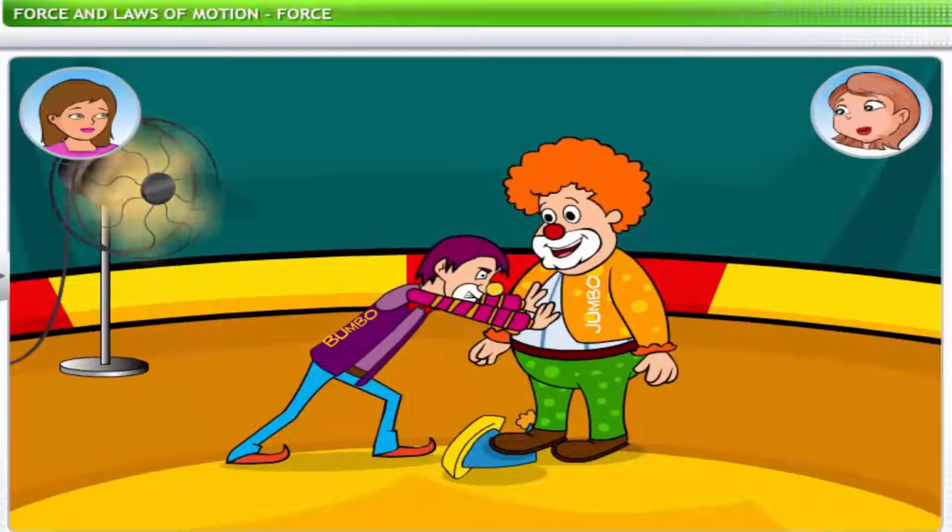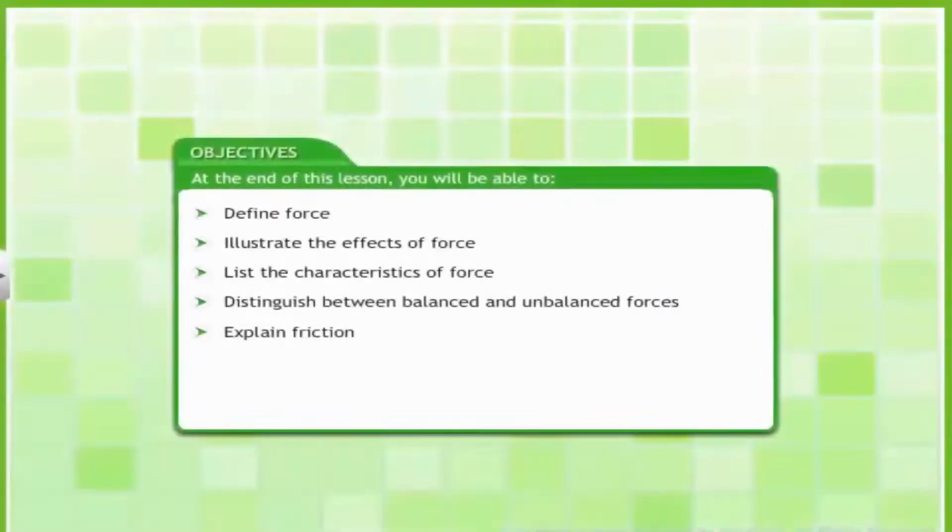In this lesson, you will learn about force, its effects and its characteristics. At the end of this lesson, you will be able to define force, illustrate the effects of force, list the characteristics of force, distinguish between balanced and unbalanced forces, and explain friction.